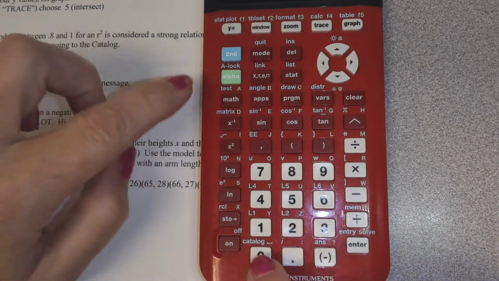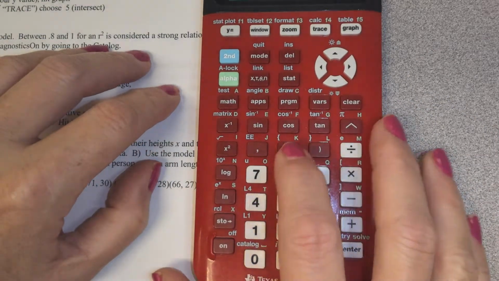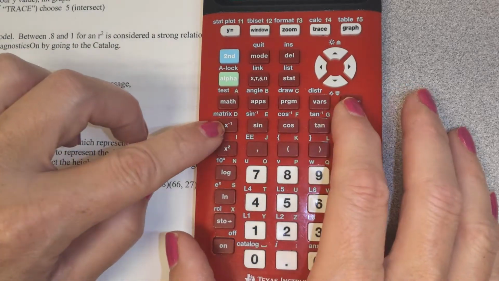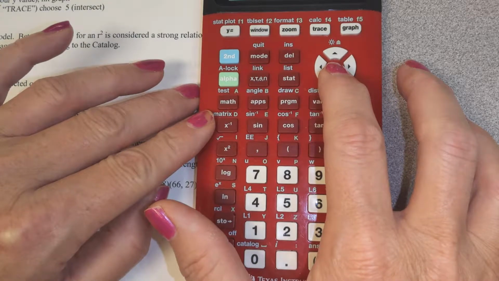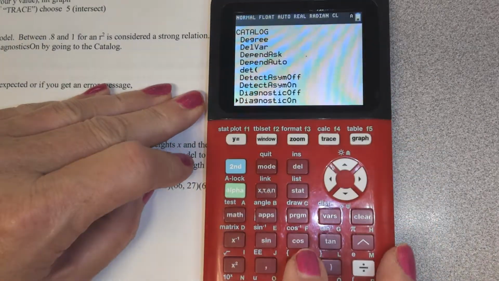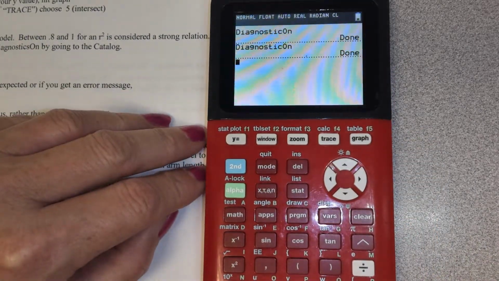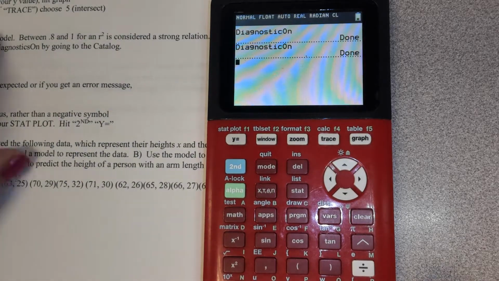So we're going to go then, we're under Catalog. We want to jump down to the D, so we push this button. And we're going to go to Diagnostic On, push Enter again. Got it? All right.